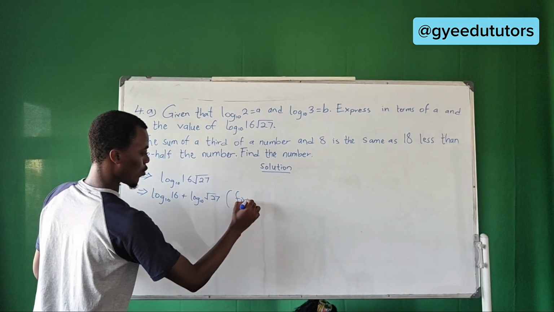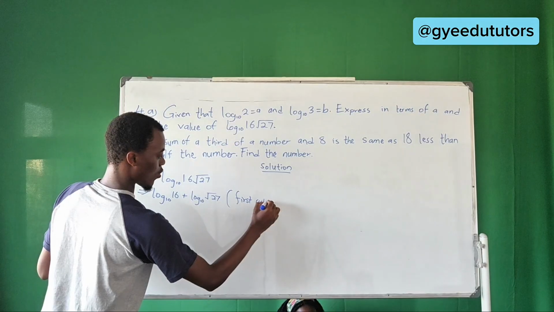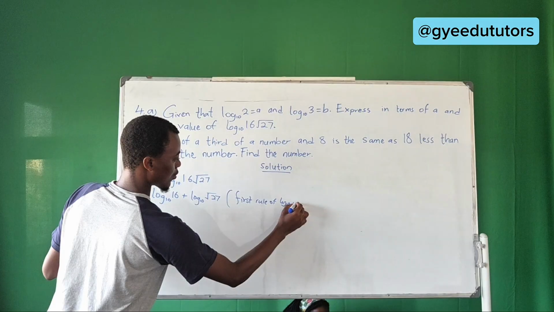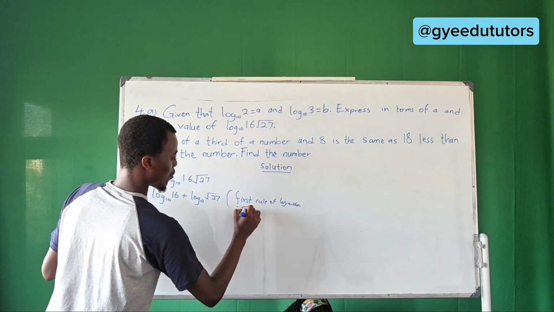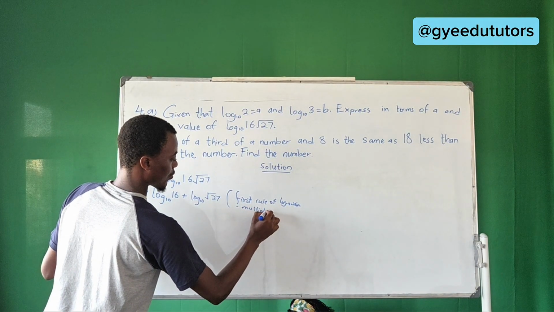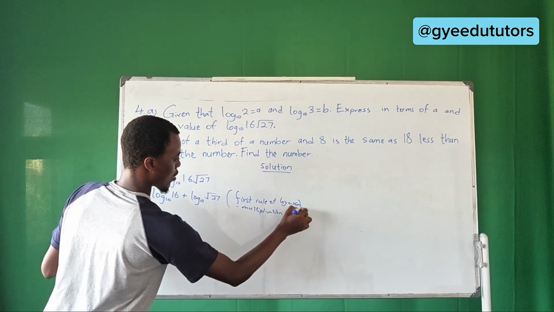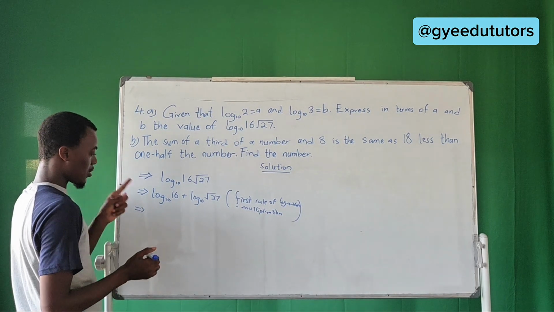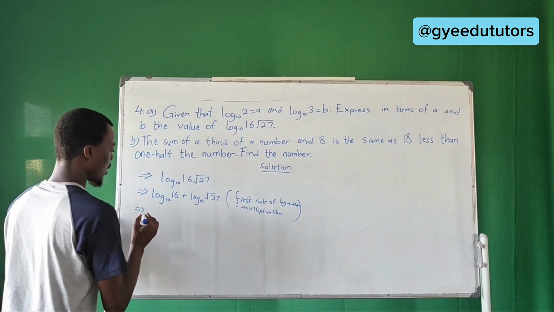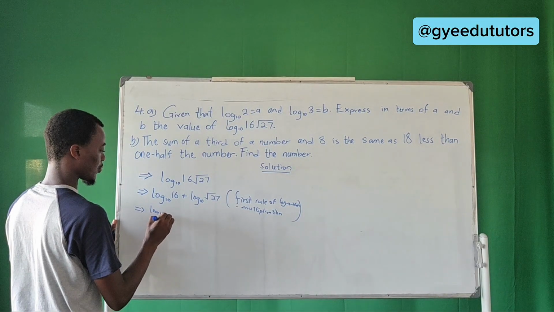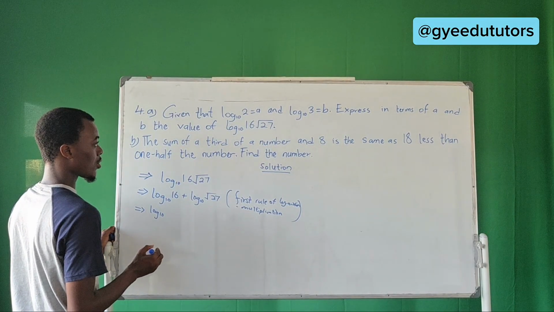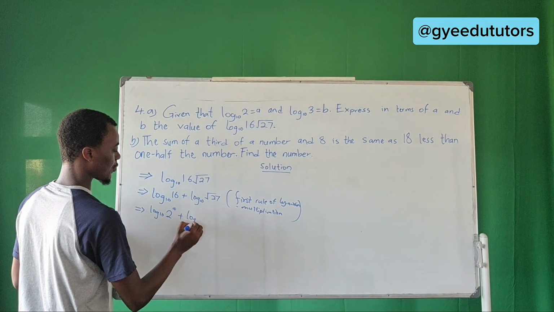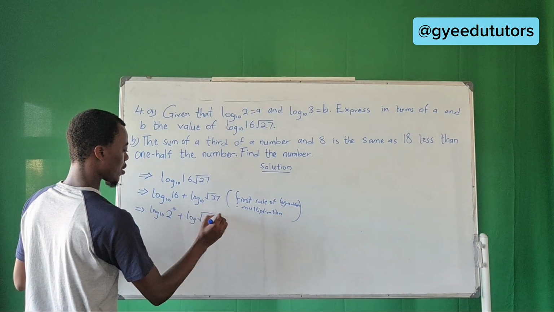So first rule of logarithm, multiplication. Now, when you get to this side, you can still simplify further. So now we have log 10 of 16. 16 is the same as 2 exponent 4. And log 10 root of 3.